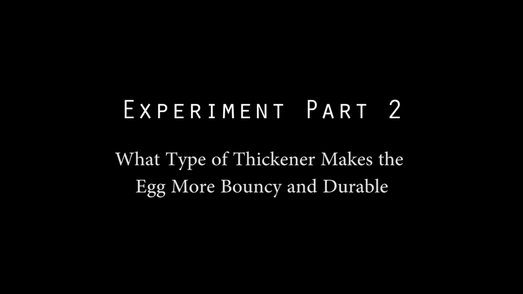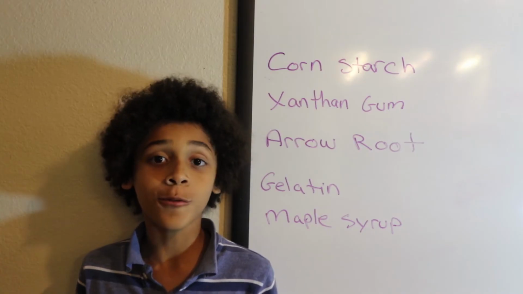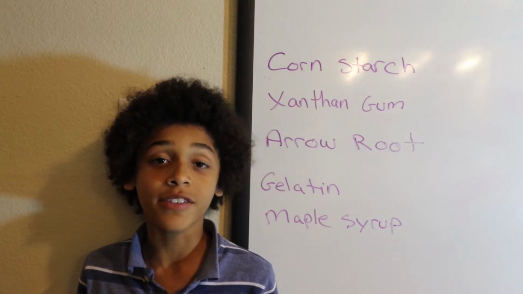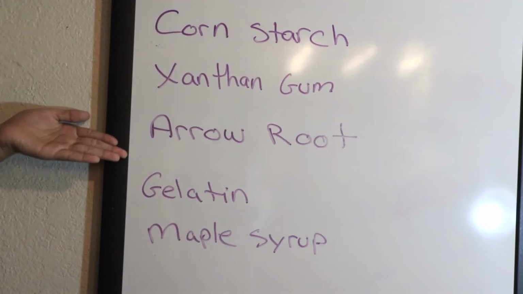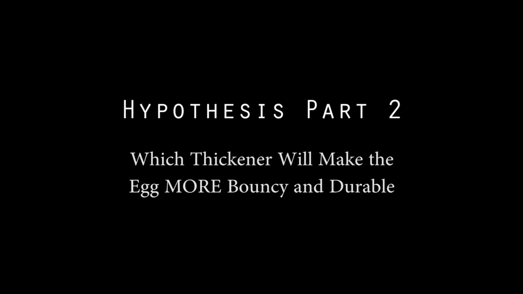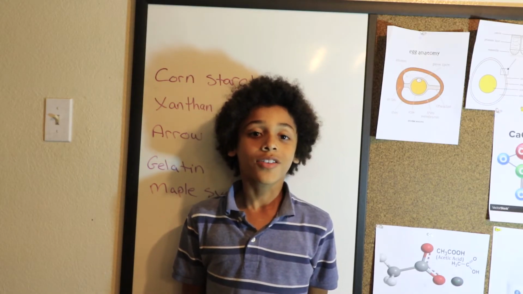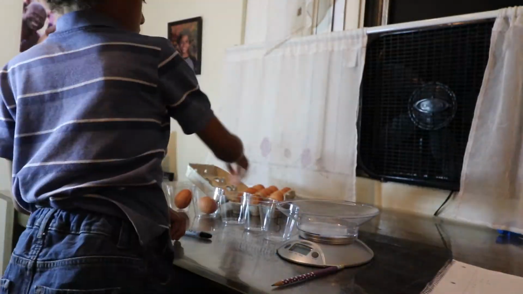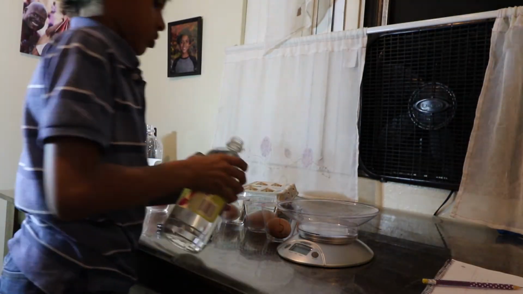The second part of my experiment, we're gonna try to make the egg bouncier and more durable. The items we will be using are regular basic cooking thickeners: cornstarch, xanthan gum, arrowroot, gelatin, and maple syrup. My hypothesis is maple syrup will work the best because it is a rubbery texture that will make the egg super bouncy. We are now going to put the eggs inside distilled white vinegar for 24 hours after we weigh them.